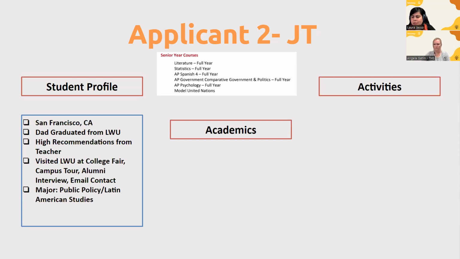And JT has actually had several points of contact with the school. So he visited LWU at the college fair. He's also participated in their preview program, did a campus tour, went to the high school visit that the school had, went to a college fair. He actually also did a virtual interview with them and then also emailed them. So there are several points of contact to really demonstrate that he's very interested in the school.